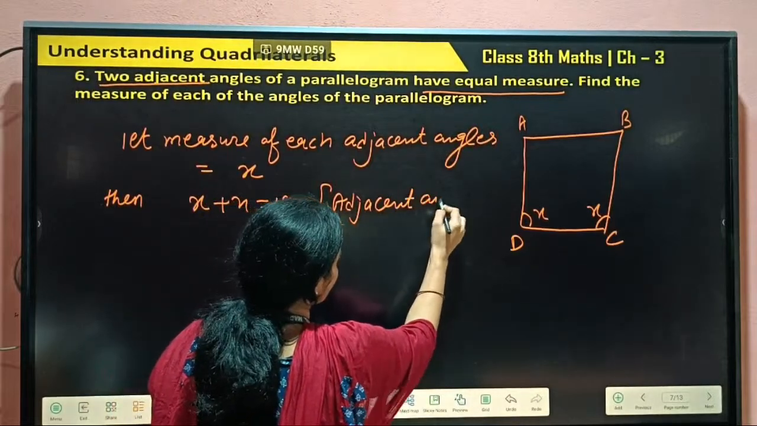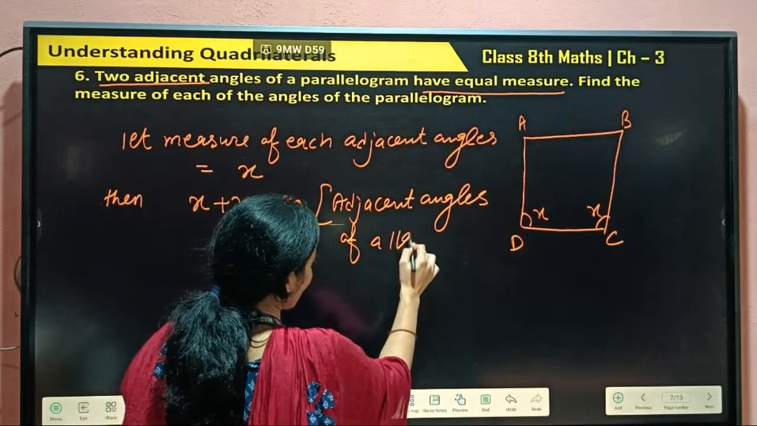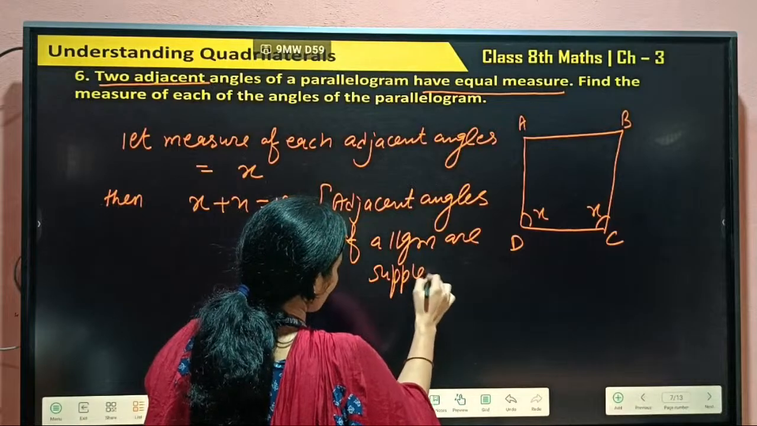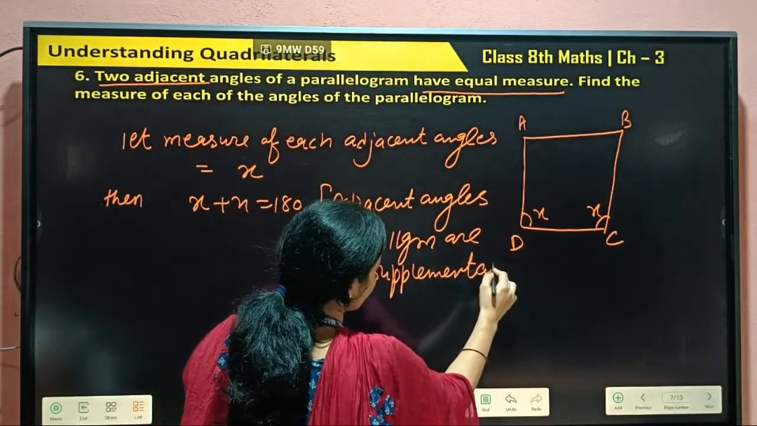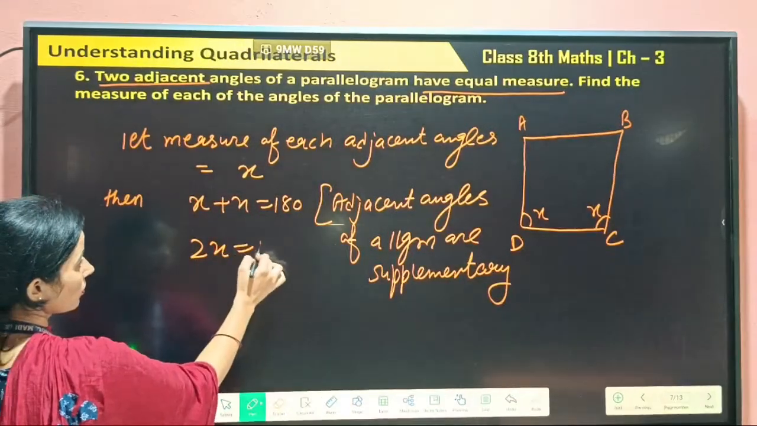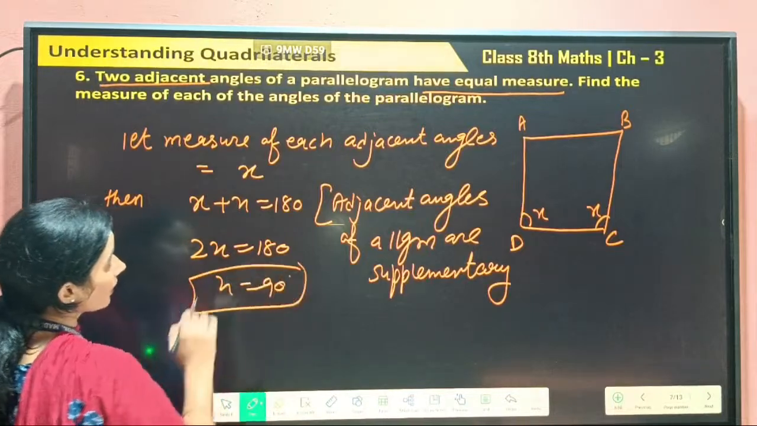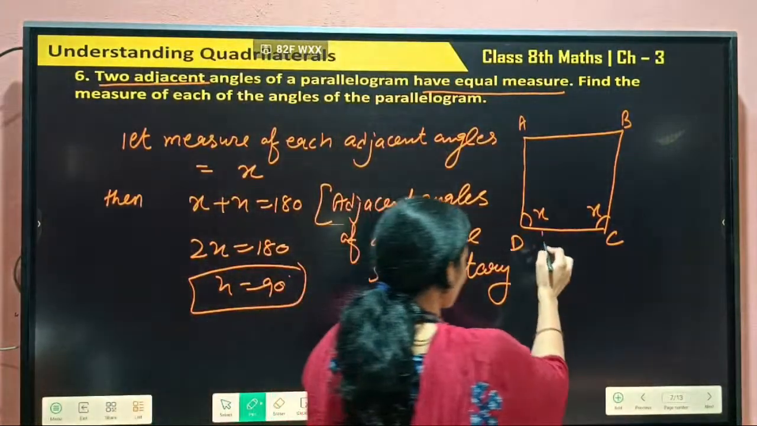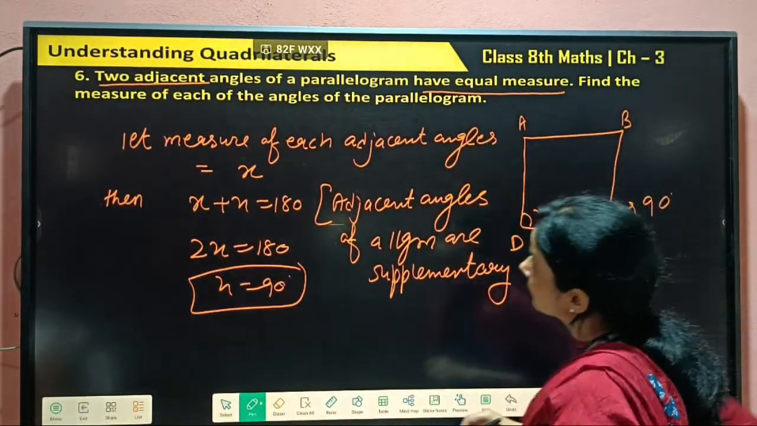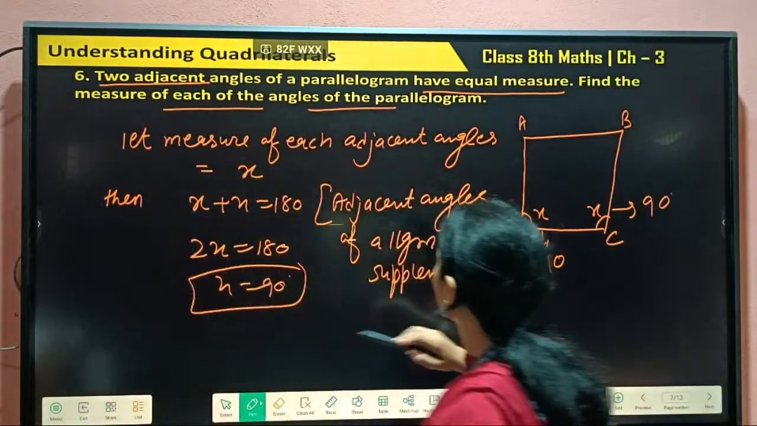Adjacent angles of a parallelogram are supplementary. So x plus x, 2x is equal to 180, then x is equal to 90. Now this is also 90 degrees, angle D is 90 degrees, angle C is also 90 degrees. Then in this way, the measure of each of the angles of a parallelogram we have to find out.